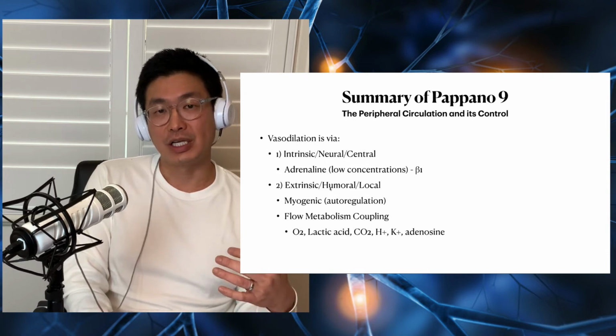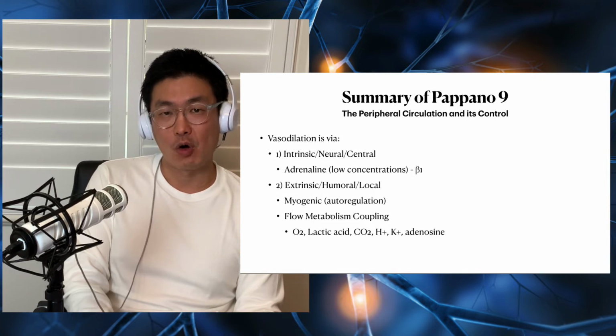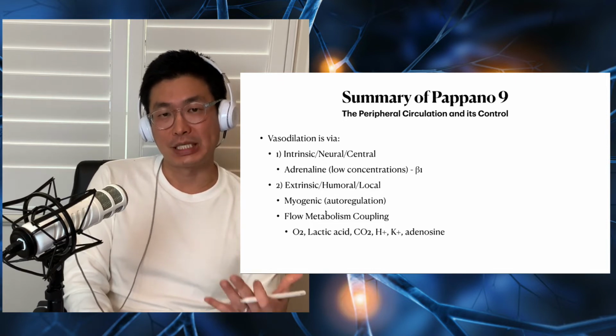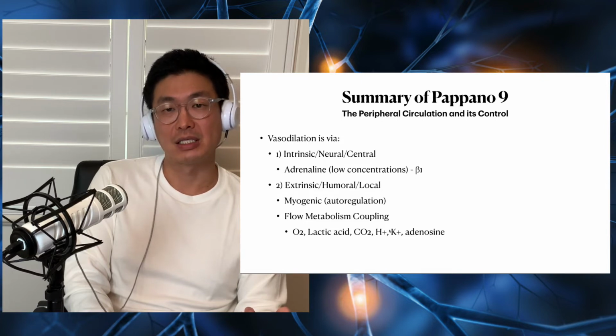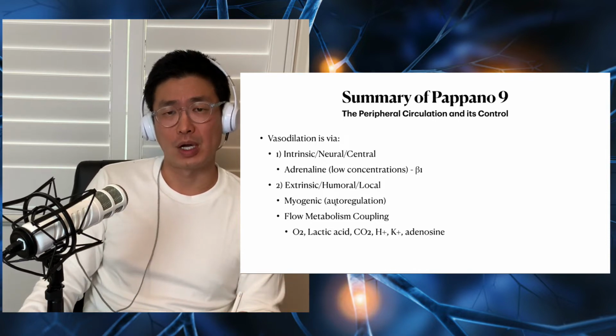So the extrinsic factors, so there's myogenic autoregulation, but the one that we really want to focus on is flow metabolism coupling. And that produces metabolites such as lactic acid, CO2, hydrogen ions, potassium, adenosine. And also, I think they also talk about low partial pressures of O2 as well, being a factor in terms of flow metabolism coupling.